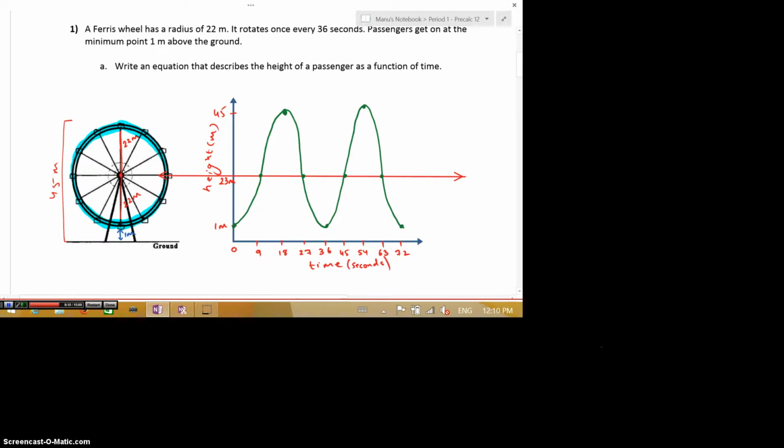Would you get the exact same graph if I told you the person's getting off or getting onto the Ferris wheel at the midline? Say there is an elevator that takes them to the midway point of the Ferris wheel and they get on the Ferris wheel at the midway point. Would you generate the exact same graph? Yes or no? Are you going to get the exact same graph then? No, what would change?